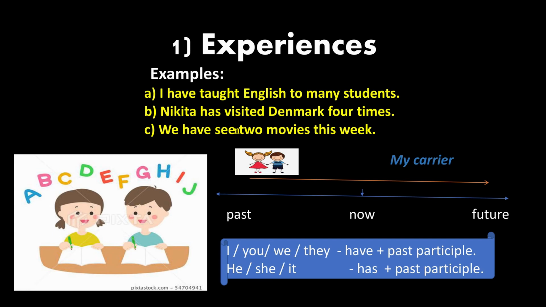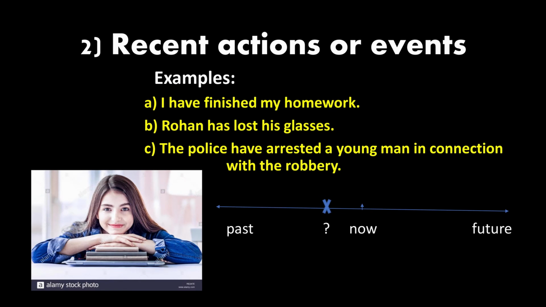The second use is to talk about recent actions or events. For example, I have finished my homework. You can imagine a kid saying this to her mom. Well, when did she finish her homework? Maybe 5 or 10 minutes ago. But that's not important. The important thing is the completion of the homework.